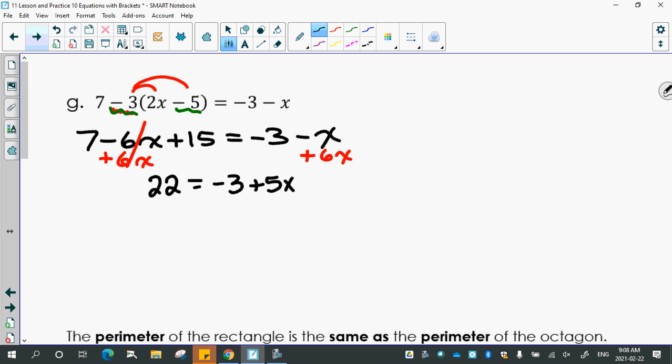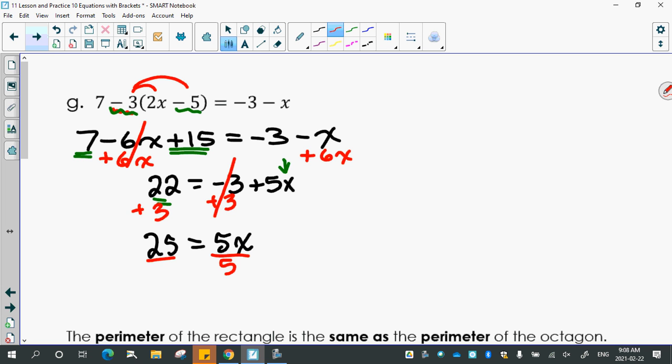So I added, created a zero pair to get the x's together. And then on this side I'm left with 7 and positive 15 to add together to give me 22. Okay? So now my x is in one spot. To undo the subtract 3 here, I'm going to add 3 to both sides. Zero pair. Then I want to undo multiply by 5, so I'm going to divide by 5 and end up getting x equal to 5.